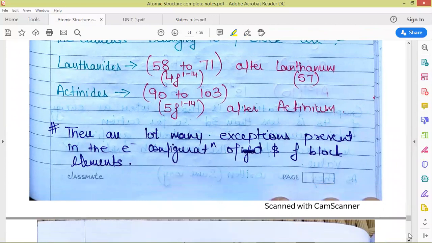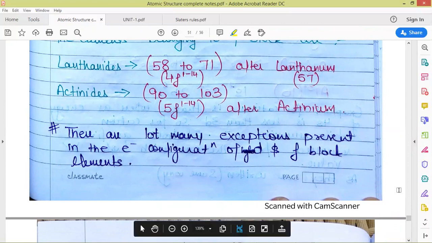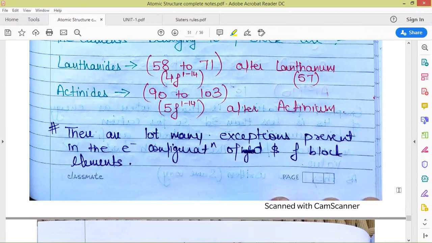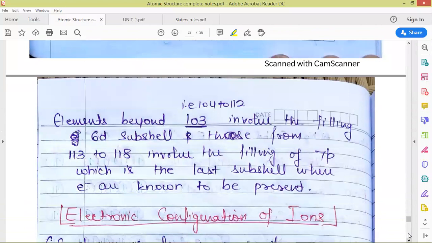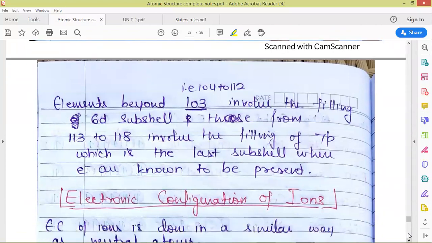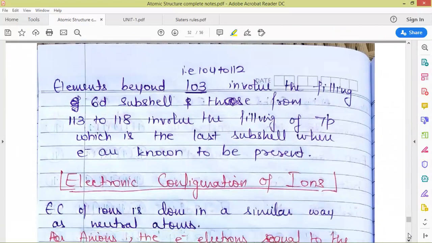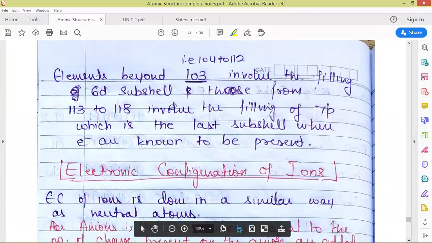So these are present as lanthanides and actinides. There are a lot of exceptions present in the electronic configuration of d and f block elements, but up to atomic number 30 there are just two exceptions in the electronic configuration, that is with chromium and with copper, where the actual configuration is exactly half filled and exactly fully filled orbitals. We'll be discussing this in a bit.